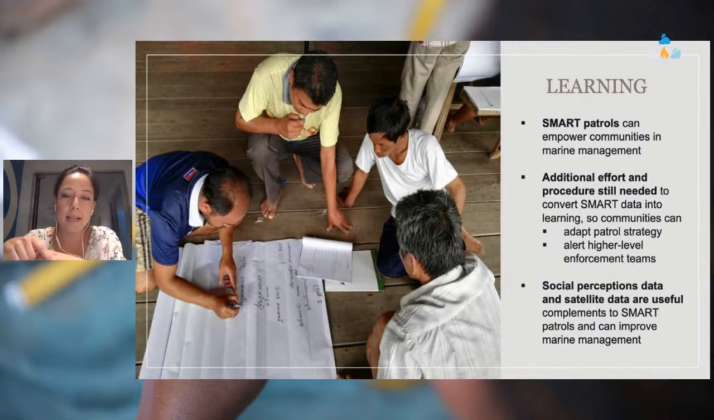And lastly, combining different data types, perhaps less regularly, depending on budgets, but looking at social perceptions data from others living in the areas, and also combining that with satellite data to look at the medium to large scale fishing situation. This is really complementary to the smart data and patrols, and helpful in improving communities in their marine management.